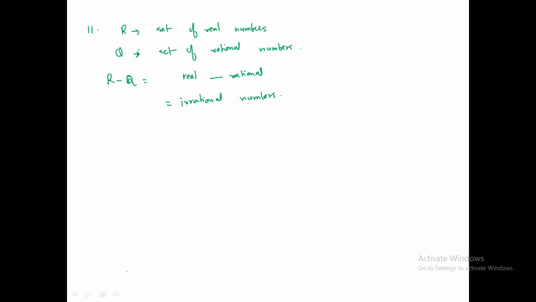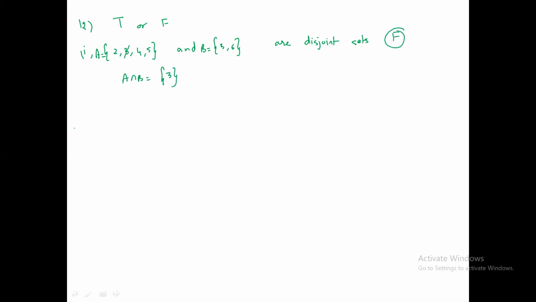Okay, next is question number 12. You have to write true or false. First one, {2, 3, 4, 5} and {3, 6} are disjoint sets. If you name this as A and this as B, and you find A intersection B, there is a common number 3. That means they are not disjoint sets. It is false.